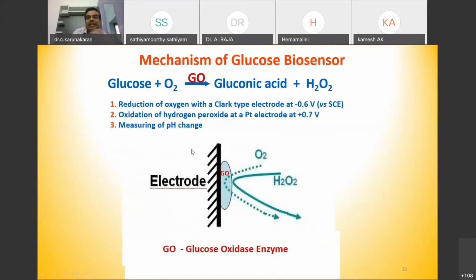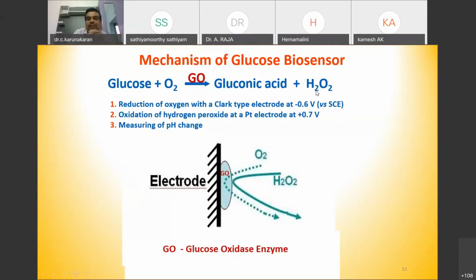The mechanism of glucose biosensor. For example, there are several beginners here. How does a glucose biosensor work? I will show you how the glucometer works. Glucose reacts with oxygen in the presence of glucose oxidase. The enzyme is immobilized on the electrode surface. In the presence of oxygen, glucose oxidase converts glucose into gluconic acid and hydrogen peroxide.